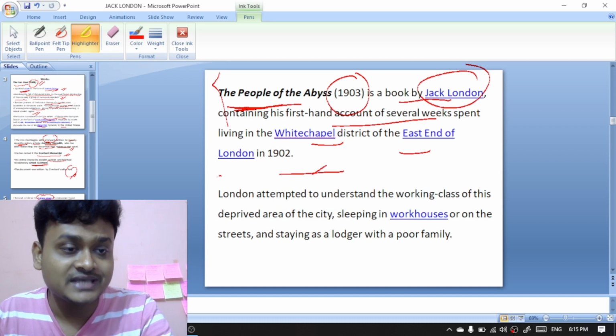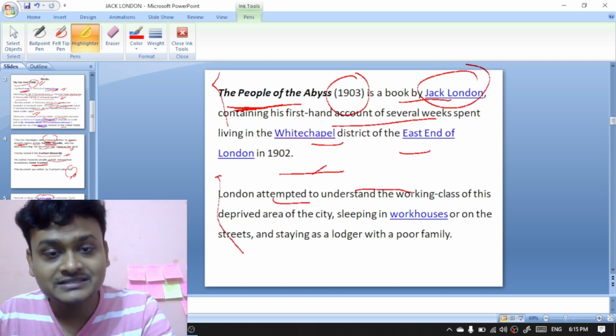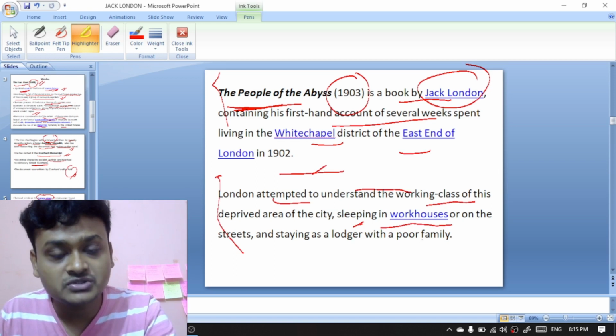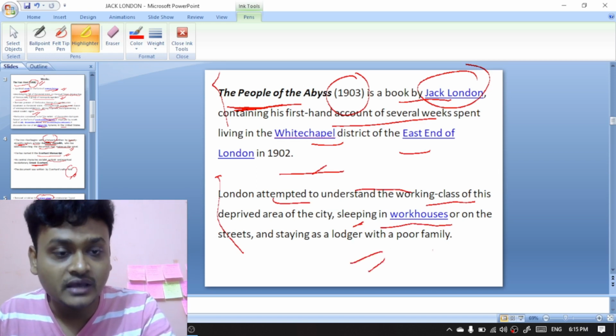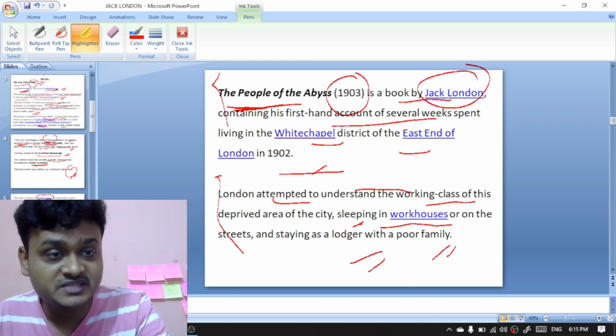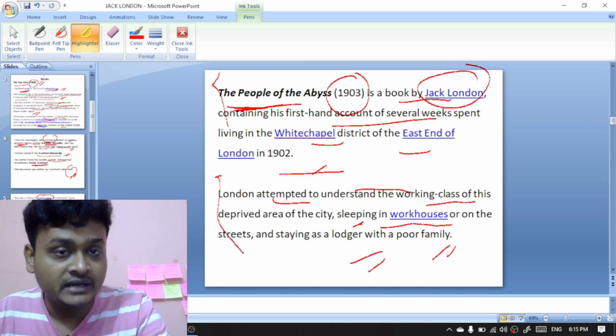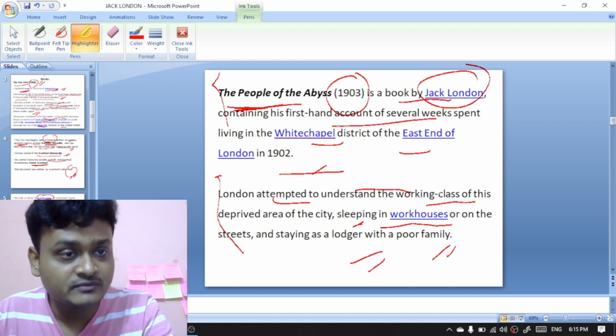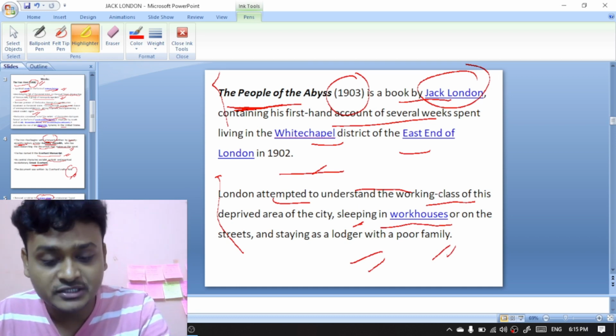And Jack London attempted to understand the working class of this deprived area of the city, sleeping in workhouses or on the streets and staying as a lodger with a poor family. So this was the real experience lived by London, and these experiences helped him to write The People of the Abyss, published in 1903.